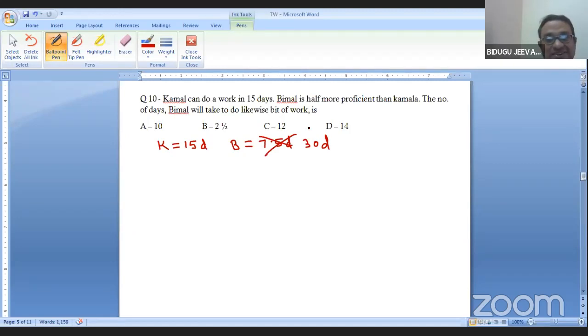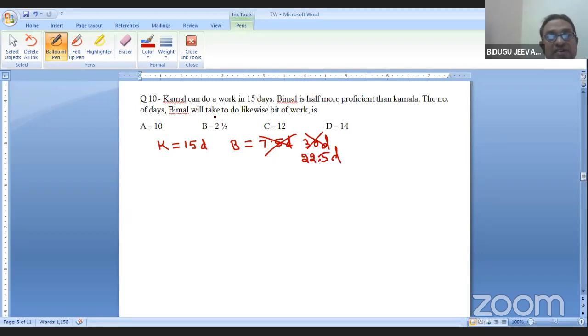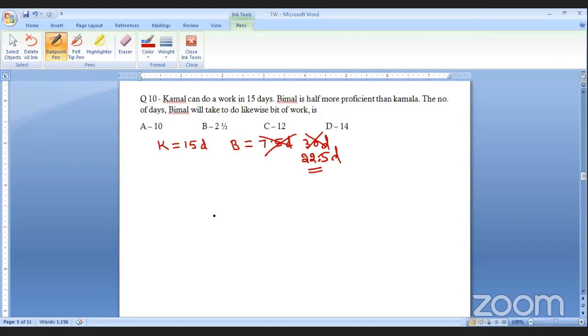Exactly. So 22.5 days. Is it right? We have to add more. So, Bimal will take to do a bit of work, right? The number of days, Bimal is of more proficiency than this one. Now the answer is 22.5, but it's not there. No, sir. Then, come on.